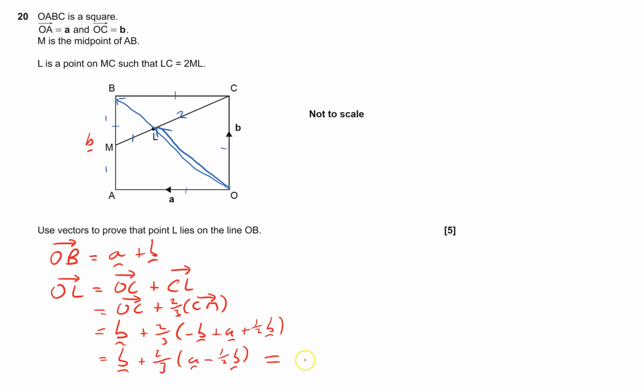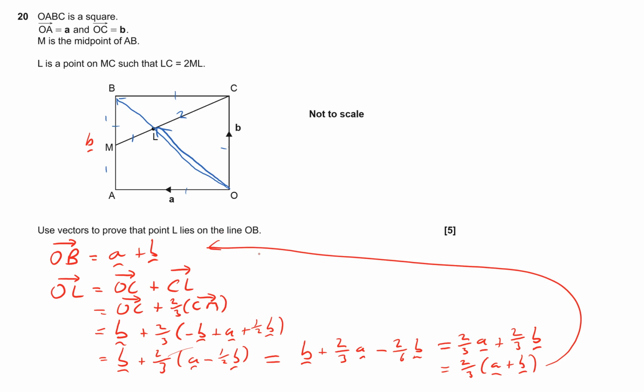Come across, so this equals B plus 2/3 of A, and then I've got to do 2/3 times minus a half, so it'll be minus 2 times 1, the top is 2, bottom's 3 times 2 is 6, so 2 over 6 B, and that equals 2/3 of A, and that's 1/3 of B, so I've got B minus 1/3 of B, so that'd be plus 2/3 of B. That's looking good, because that is 2/3 of A plus B.